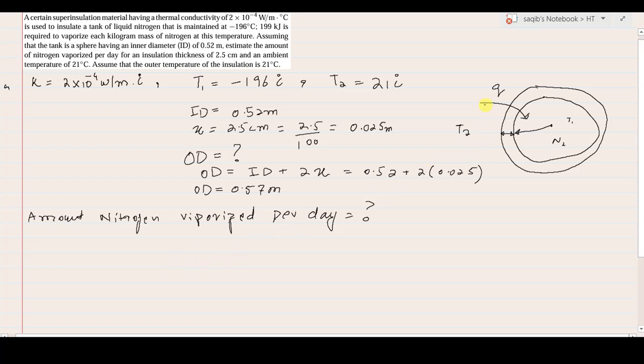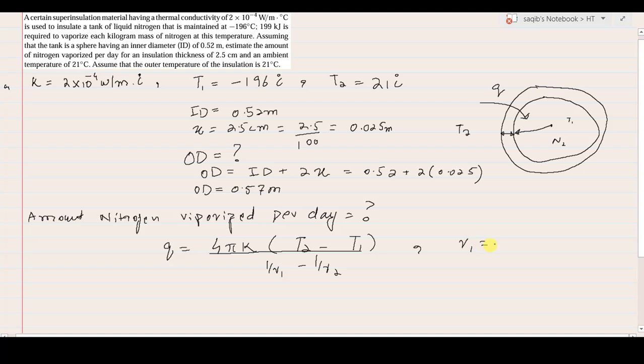So first we need to find how much heat is transferred to this sphere. From this formula we can easily calculate: Q equals 4 pi k times the temperature difference. So what is the temperature difference? That is T2 minus T1, divided by 1 divided by R1 minus 1 divided by R2.